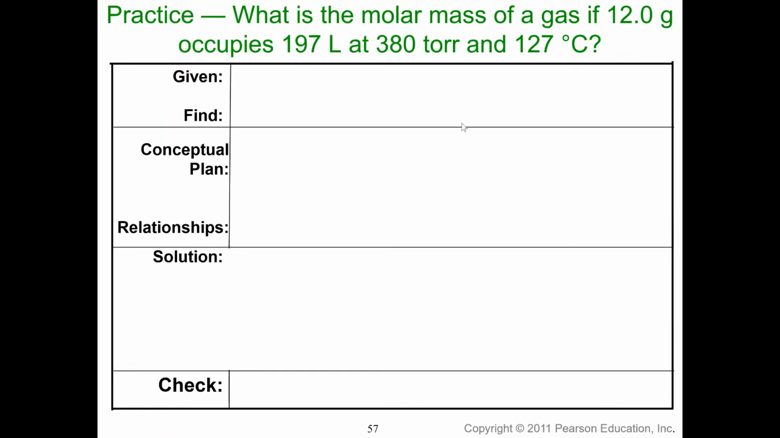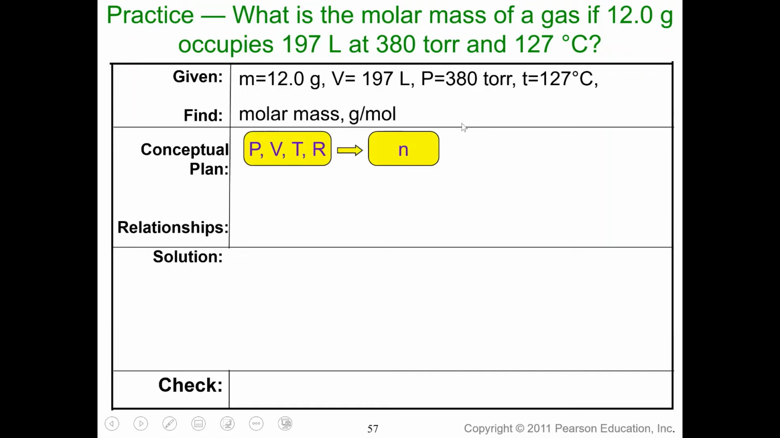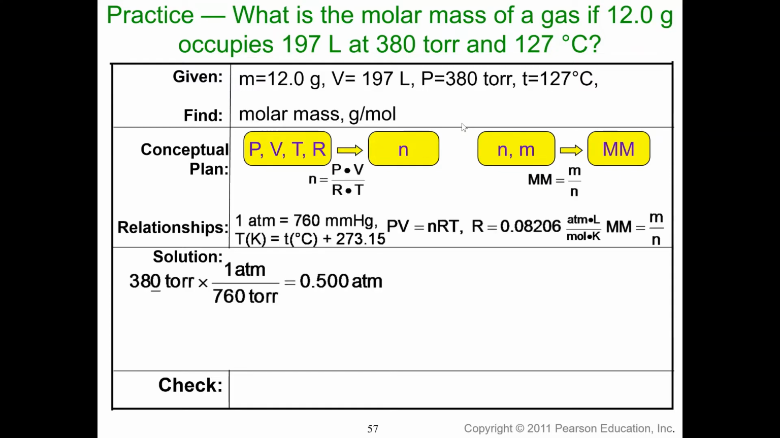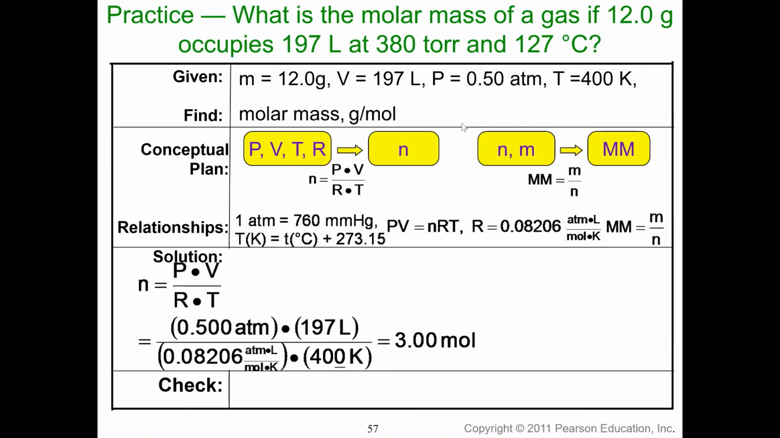All right, let's look at this problem. We use the ideal gas law to find the number of moles. And then we use the relationship to find what? Molar mass. Okay, any questions here, folks?